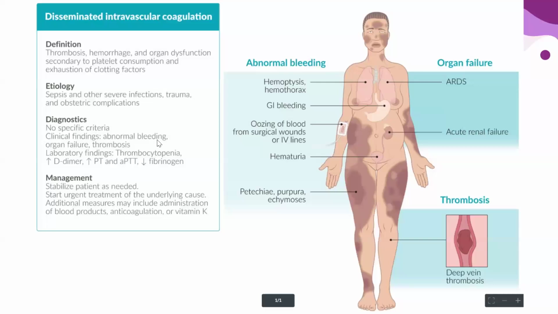Other clinical findings would include abnormal bleeding from his IV sites, for instance, organ failure, thrombosis, thrombocytopenia, increased D-dimer, increased PT and PTT, and then decreased fibrinogen. That's pretty much it. Management, I feel like is too advanced for you guys, but basically you would just stabilize the patient because of course they have hypotension, right? So you want to administer IV fluids to stabilize the patient because you don't want them to die on the table. Start urgent treatment of the underlying cause. In this case, we had sepsis, so we would administer broad spectrum antibiotics. And then, yeah, administration of blood products. Again, this isn't really necessary for you guys. As long as you understood the question, you're good to go, inshallah.